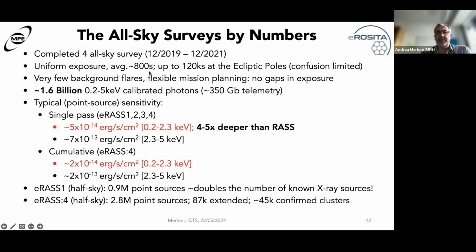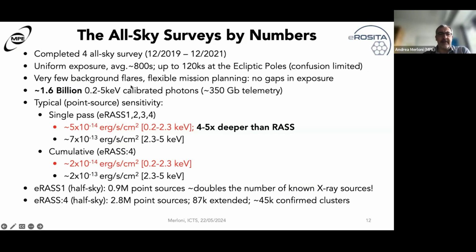The sky is covered quite fast, and so we reach an average exposure of about 800 seconds over most of the sky. And due to the geometry of our scanning, which I will show you again later, close to the ecliptic poles our scans intersect, and so we have much deeper exposure, actually exceeding our confusion limit.